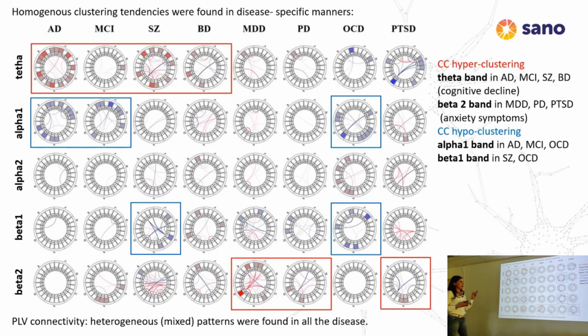In particular, hyperclustering was found in the theta band for Alzheimer's disease, mild cognitive impairment, schizophrenia, and bipolar disorders. And in beta 2, hyperclustering was found for major depressive disorders, panic disorders, and post-traumatic stress disorders. Instead, hypo-clustering was shown in the alpha-1 band for AD and MCI, and in the beta-2 band for schizophrenia and obsessive-compulsive disorder.